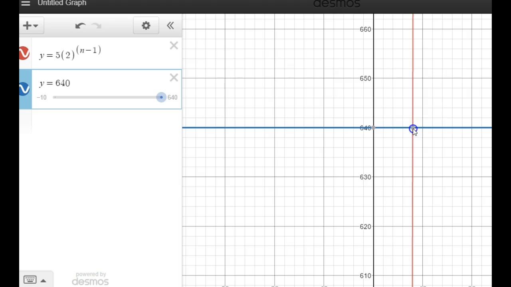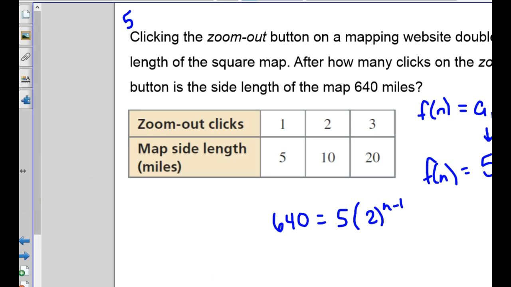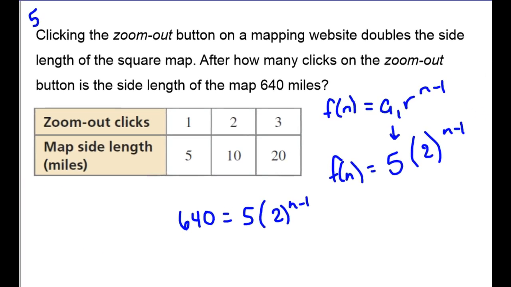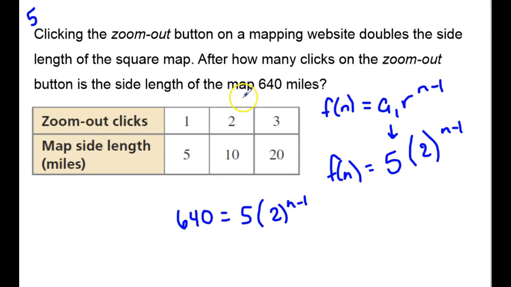And using Desmos, I can just click on that dot, and it tells me that when my x value, or in this case n, is 8, that's when my f of n, or my y, is 640. So I know the answer to this question, after how many clicks is the side length 640? Well, I know that my n is then equal to 8. It takes 8 clicks to get to 640 miles.